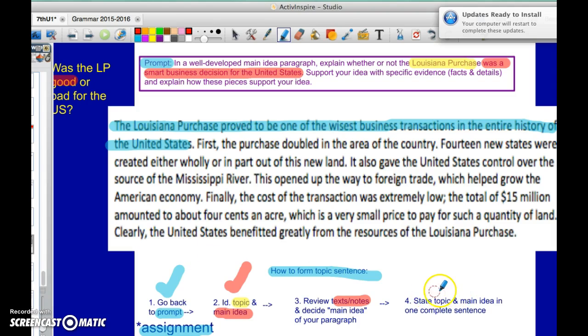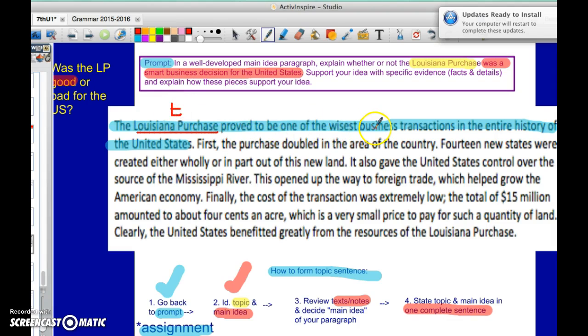So the last thing that we need to do is put all this information together in one complete sentence. We can even look at the prompt and take some of the language of the prompt to put in our topic sentence. So we're going to start with the main idea, the Louisiana Purchase. So here's our topic.